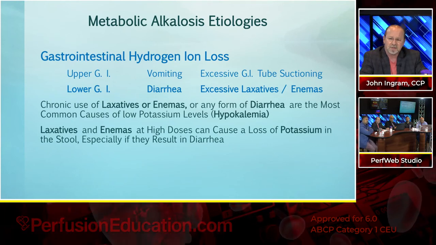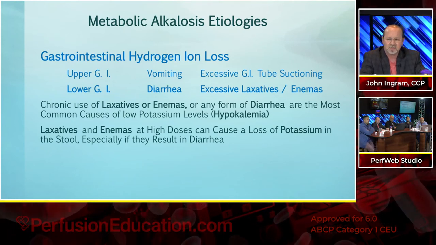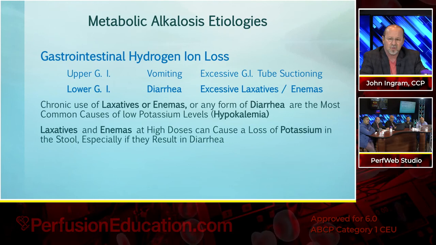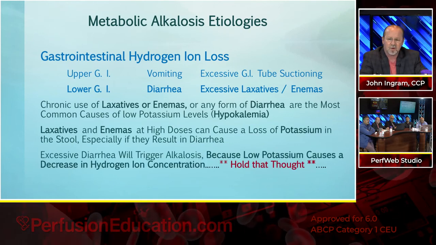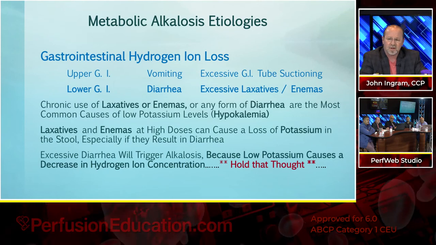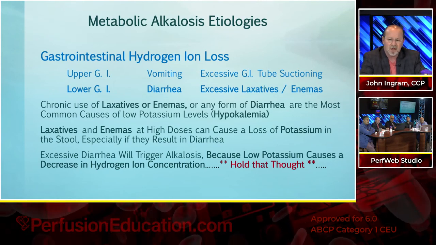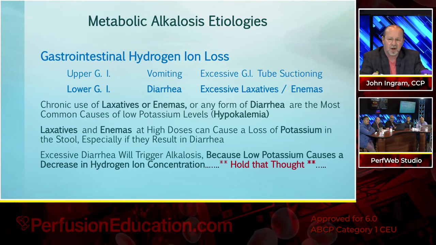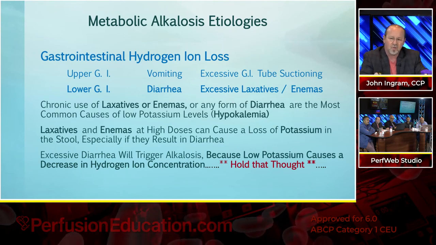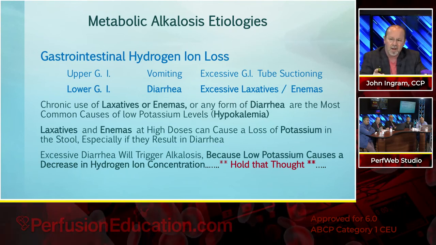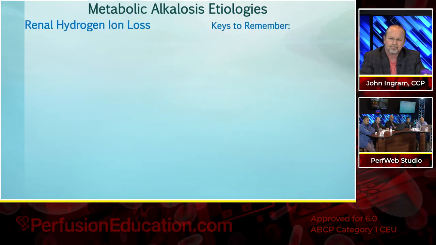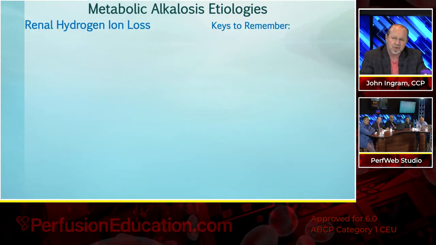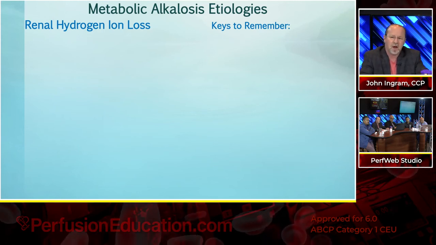So the laxatives and enemas at high doses can cause a loss of potassium in the stool, especially if they result in diarrhea. So excessive diarrhea will trigger alkalosis because the low potassium causes a decrease in hydrogen ion concentration. So I want you to hold that thought because I'm going to show you why and how low potassium causes decreased hydrogen ion. So you can have a GI hydrogen loss, you can have a renal hydrogen ion loss.